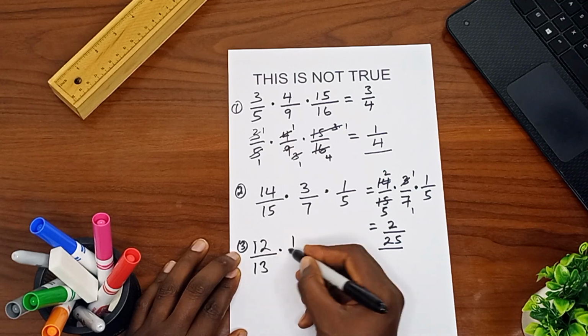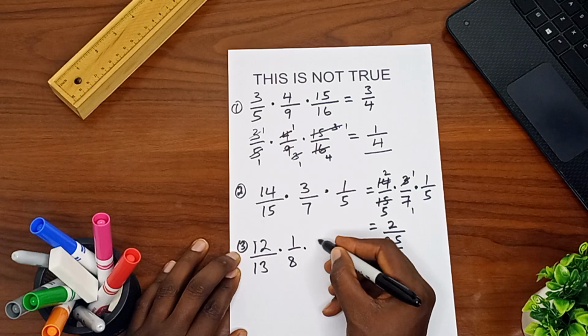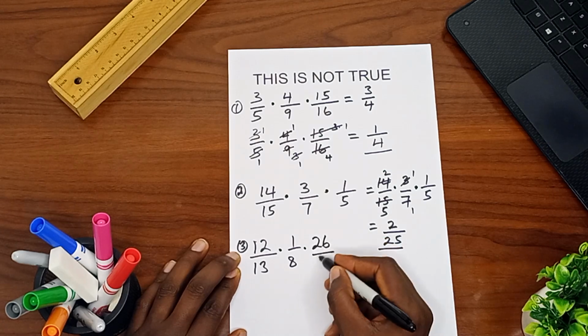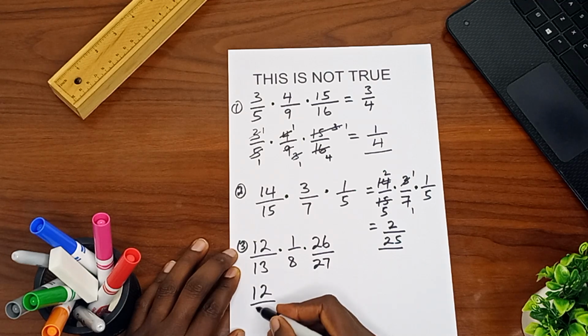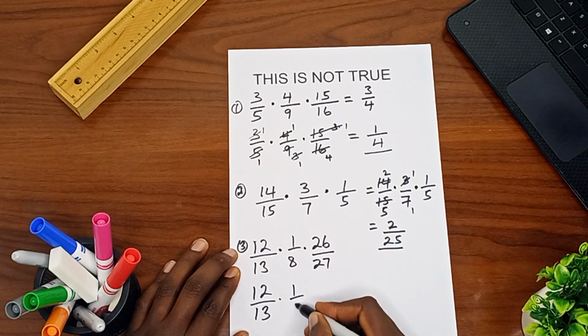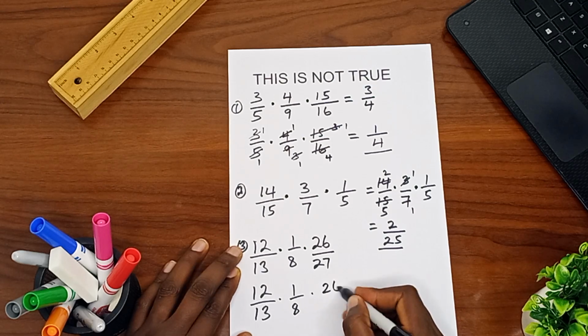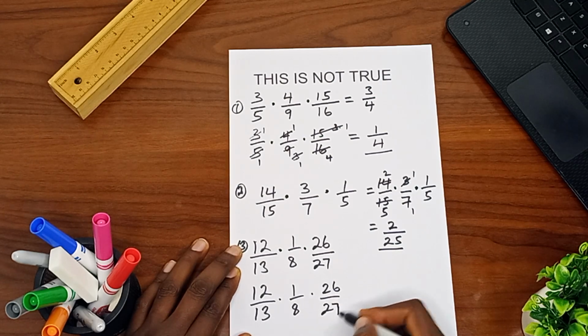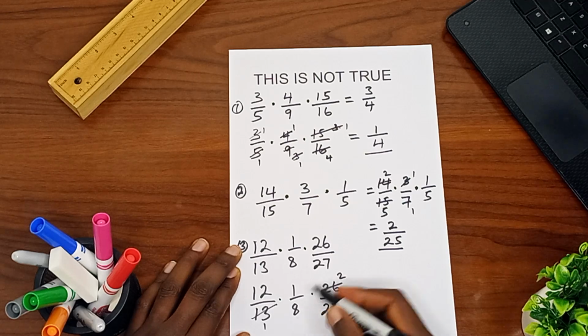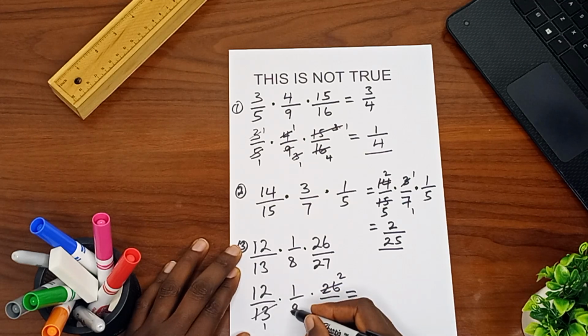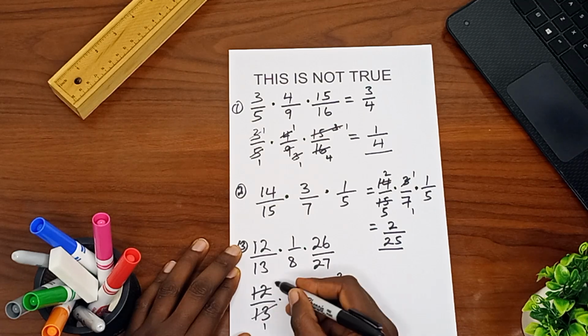12/13 times 1/8 times 26/27. This one we are going to solve down here again. 12/13 times 1/8 times 26/27 is equal to, so we'll go to 13, which can go into 26 2 times. So we'll go to the multiples of 4, which can give us 8 and 12. Divide by 4, 2. Divide by 4, 3.